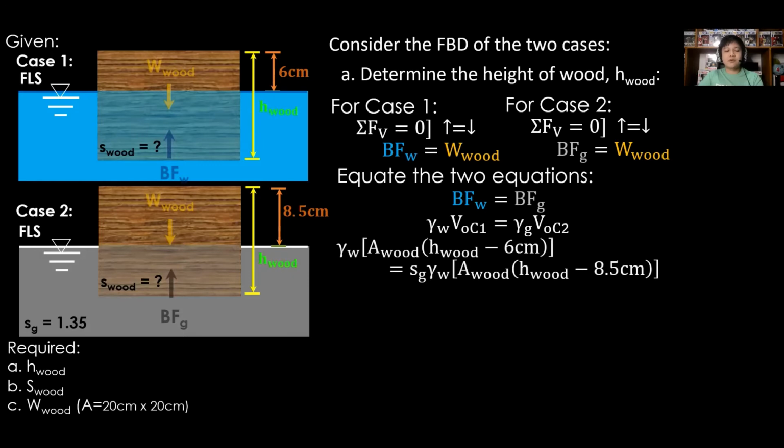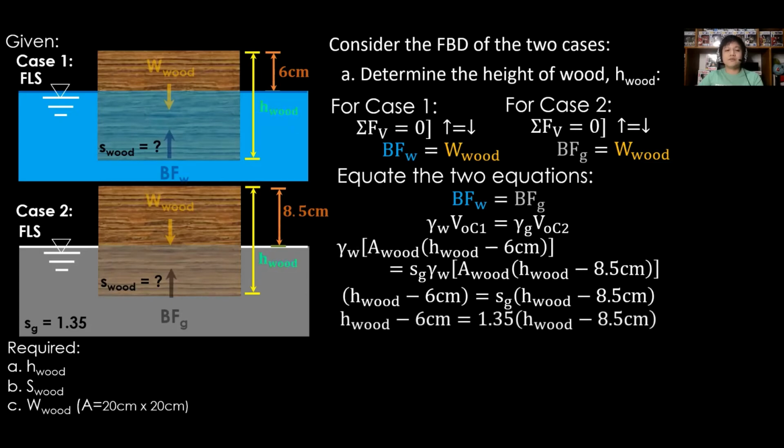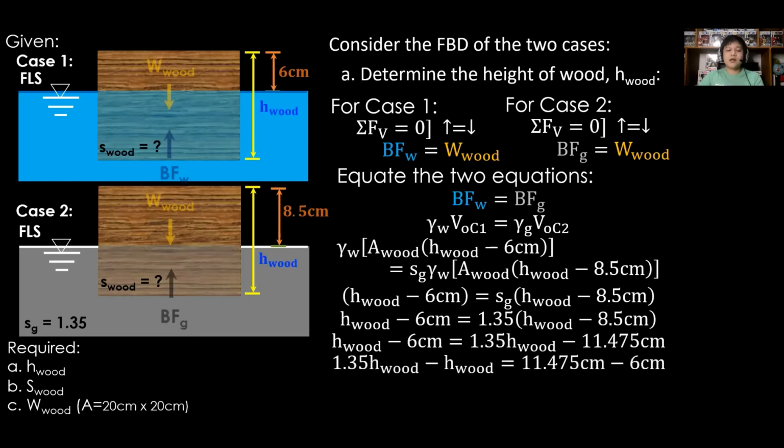Update the equations for gamma of glycerin and volume. Cancel common terms for both sides, such as gamma of water and A of wood, and substitute specific gravity of glycerin as 1.35. Then distribute the value of this specific gravity and rearrange the equation with unknowns at the left. Therefore, the height of the wood is 15.643 centimeters. That is for requirement letter A.